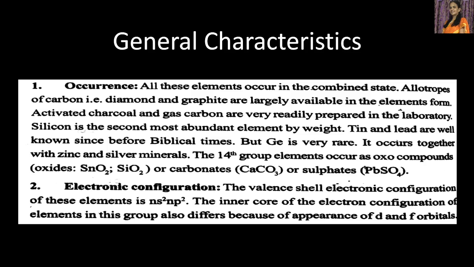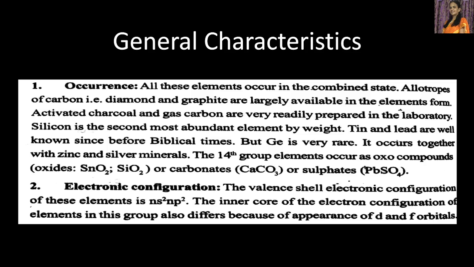Next, the second element, silicon. Silicon is the second most abundant element in the earth's crust by weight. Tin and lead have been well known since before biblical times. But germanium is very rare. It occurs together with zinc and silver minerals. So, in the combined state they exist, we said. And group 14 elements occur as oxo compounds, that is oxides.